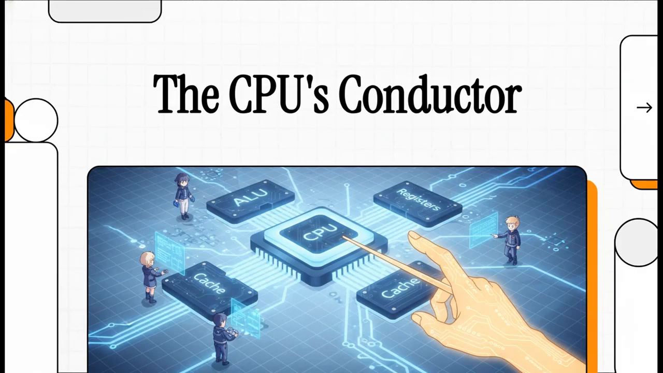Every single time you click a mouse, type a letter, or launch an app, literally billions of things are happening inside your computer's processor. But what's keeping all that chaos in order? Well, today we're diving deep into the unsung hero of the CPU, the control unit.